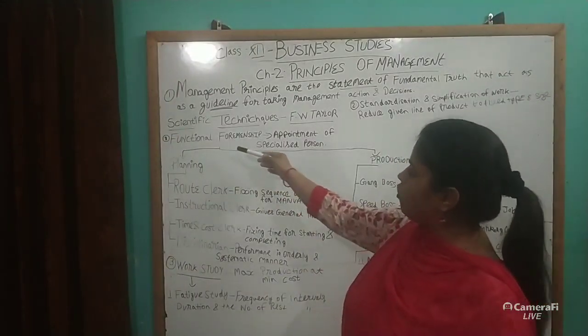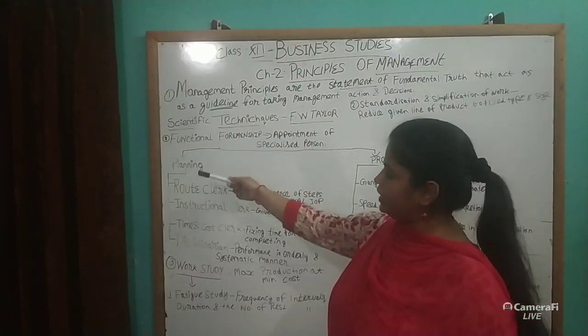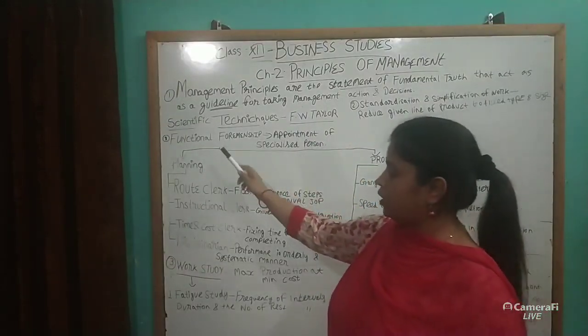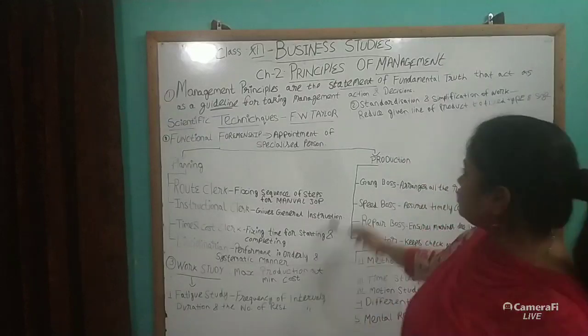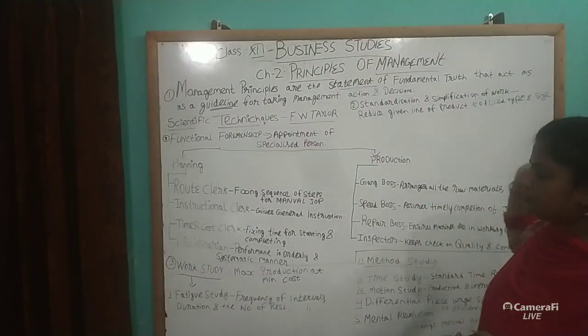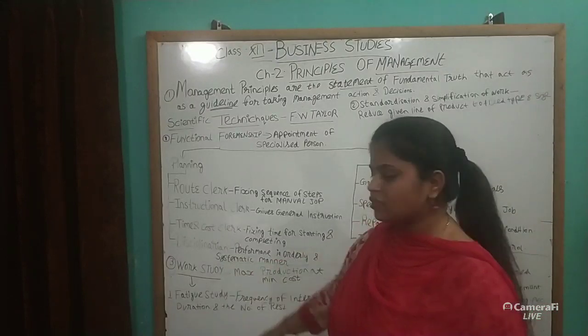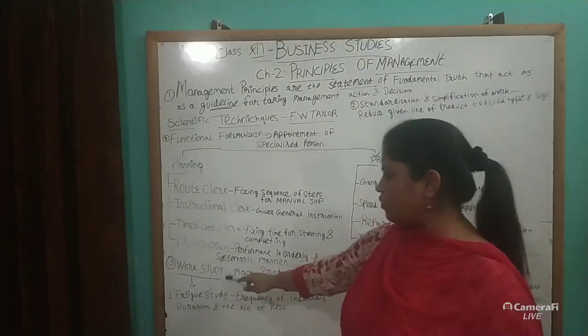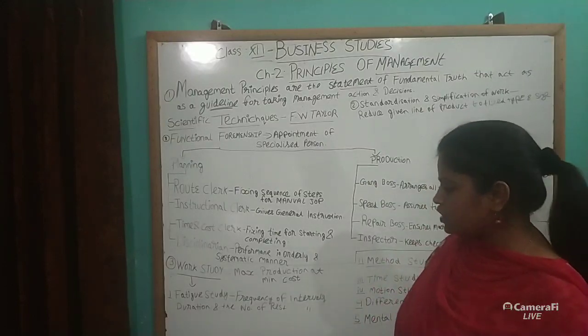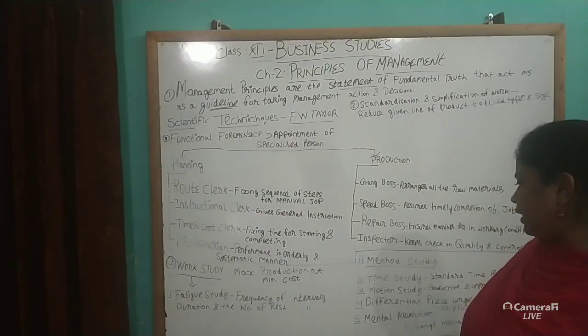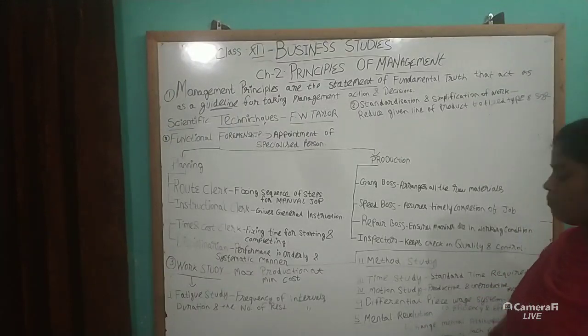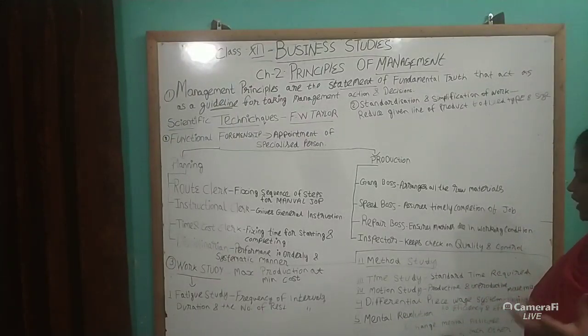Point number 1, functional foremanship. Foremanship is divided into 2 categories, planning and production. Each department consists of 4 supervisors. Then comes point number 2, standardization and simplification of work. Point number 3 is work study, which consists of 4 points: fatigue study, method study, time study, motion study. Then comes point number 4, the differential piece wage system. Then mental revolution. The last scientific technique by Taylor is mental revolution. I hope you have understood.